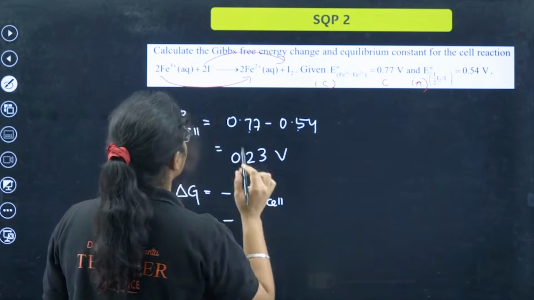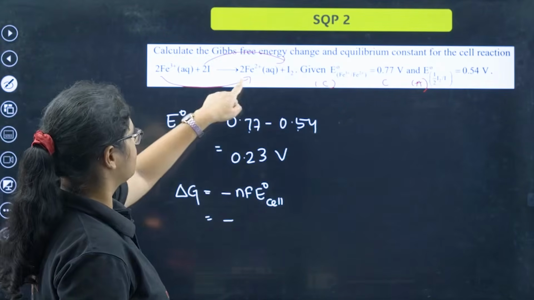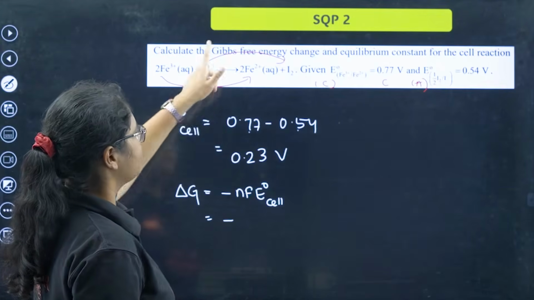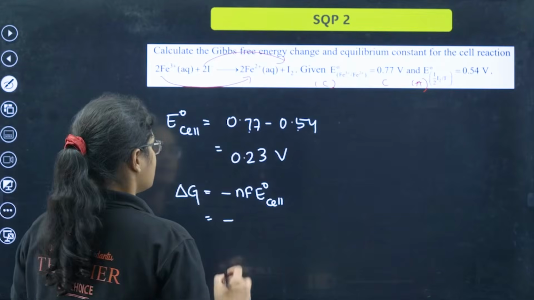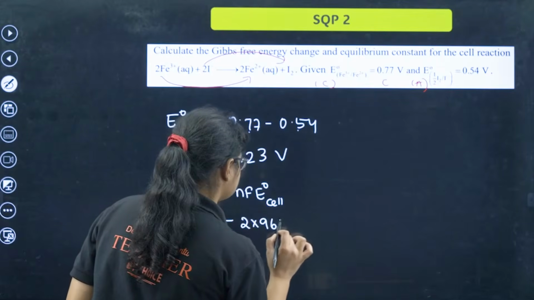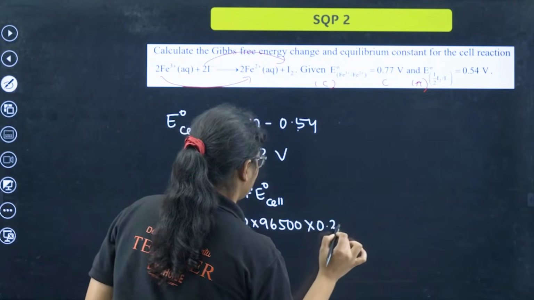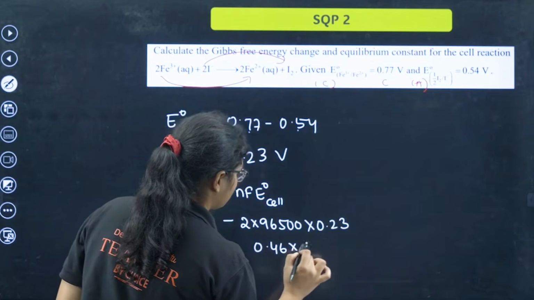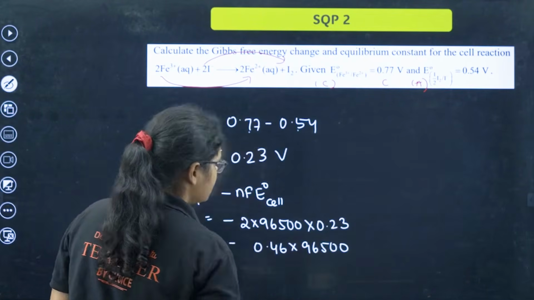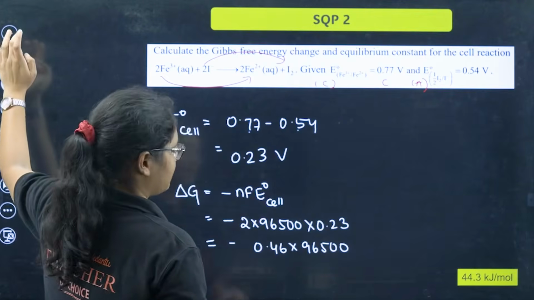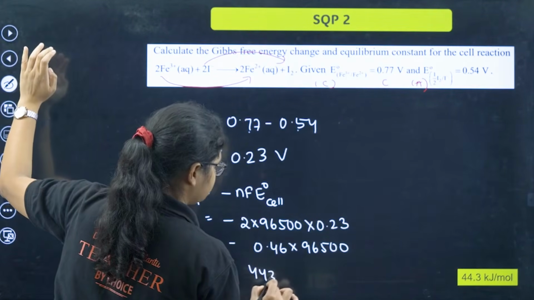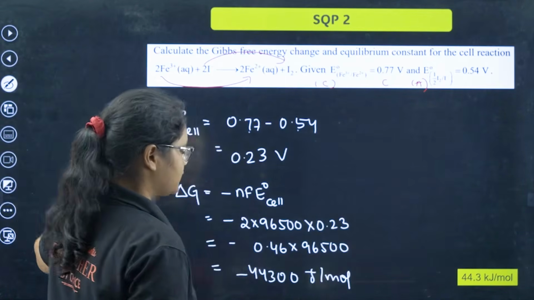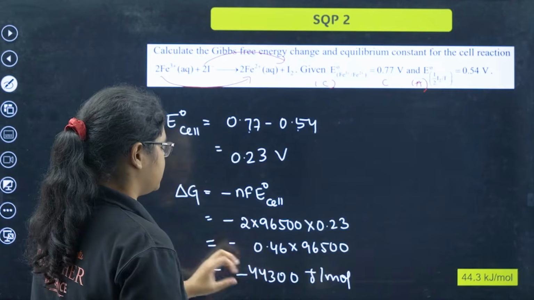So what is N value? You can see here only Fe3+ to Fe2+ is there, but 2 Fe is there. So 2 electrons are involved. 2 I minus to I2, again 2 electrons are involved. So I have minus 2 into 96500 into 0.23. So that is equal to almost minus 0.46 into 96500. Okay, so if I solve this, I'll get delta G value as around minus 44300 joule per mole. Clear? So that will be the answer for this one.